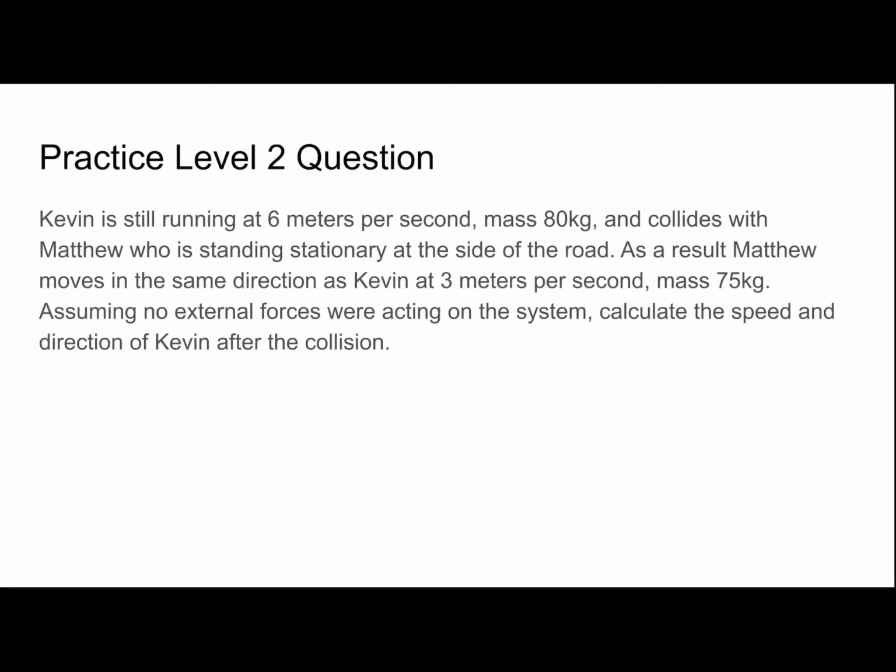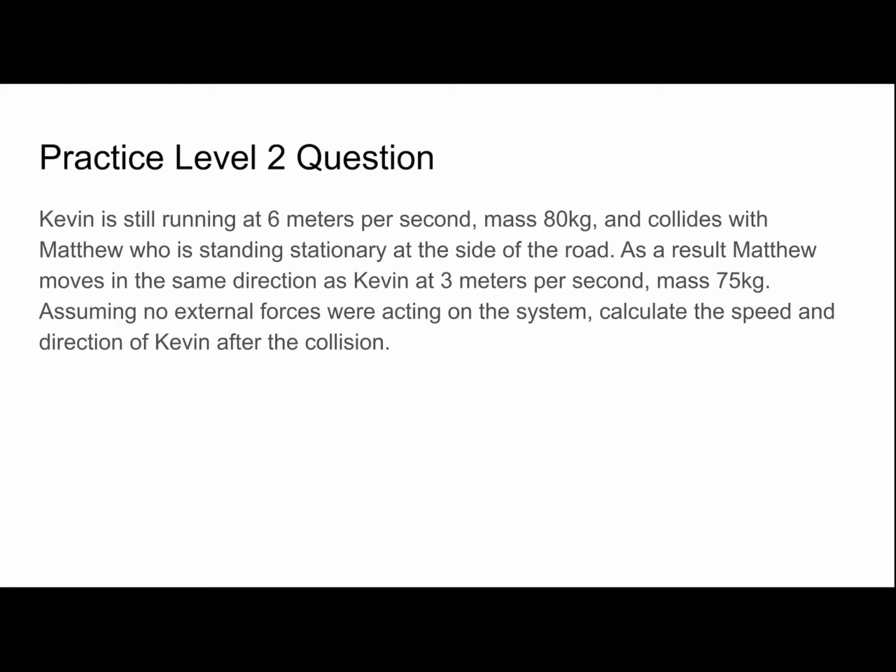Alright, here's a practice level 2 question. This is what we would have done last year. Kevin is still running at 6 meters per second, mass 80 kilograms, and collides with Matthew, who is standing stationary at the side of the road. As a result, Matthew moves after the collision, in the same direction as Kevin, at 3 meters per second. His mass is 75 kilograms. Assuming no external forces were acting on the system, calculate the speed and direction of Kevin after the collision. Take some time to work out the answer, and when you're ready, keep watching the video to find out the answer.